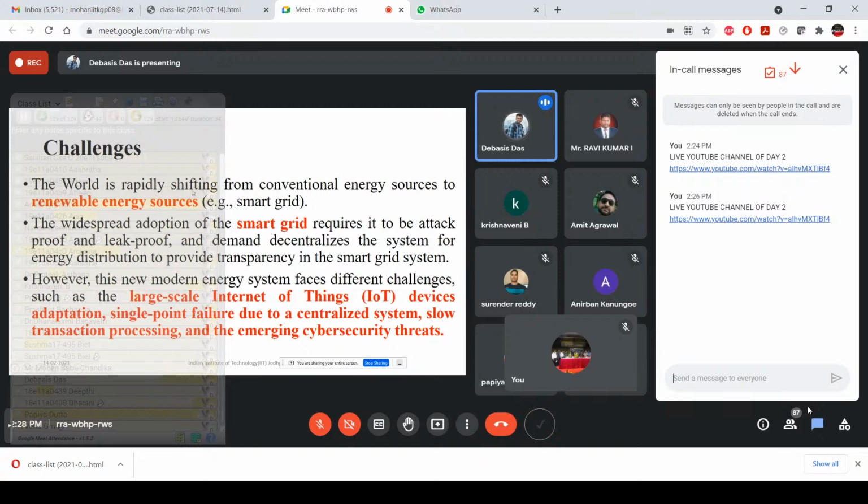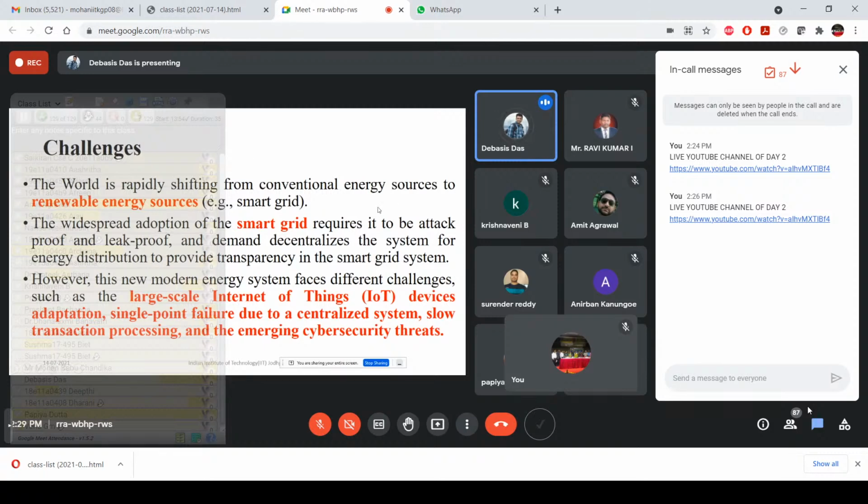The world is rapidly shifting from conventional energy sources to renewable energy, like the solar system based smart grid. Here, the problem is that the smart grid is required to be attack-proof and leak-proof, and the centralized system is also a challenge. These are basically the different challenges.